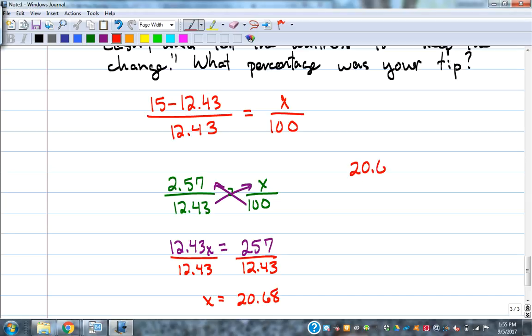A 20.68% tip. That would be on the higher end of tipping. Low end is 10%, higher end is around 20% if you're going by etiquette there. So tips do what to your bill? Make it bigger. Discounts do what to your bill? Make it smaller.